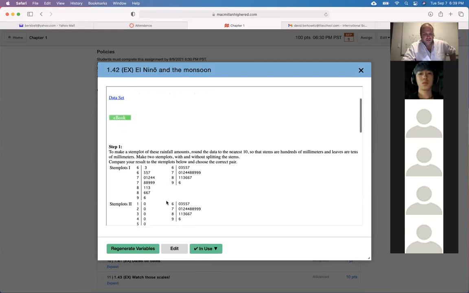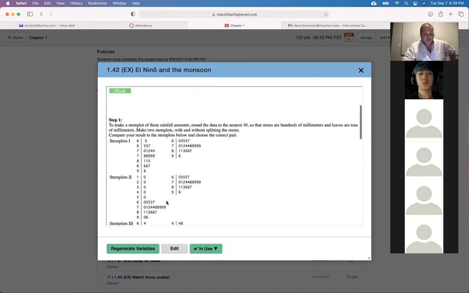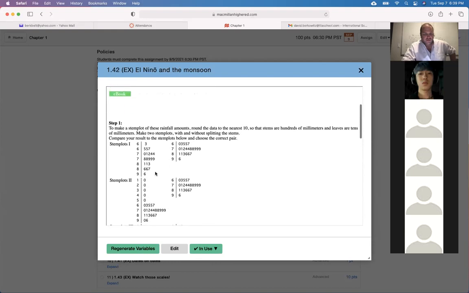So I don't see any that would round to 670, unless, oh no, 669 will go to 670. Okay, so we have these options. So what's wrong with these? Let's take a look. This is a split stem, and this here is a non-split stem. 6, 6, 7, 7, 8, 8. Oh, well, look at that. Here's a mistake already. You see it?